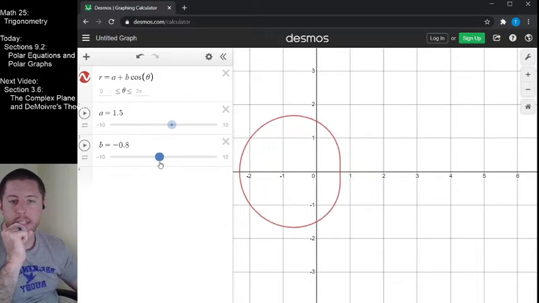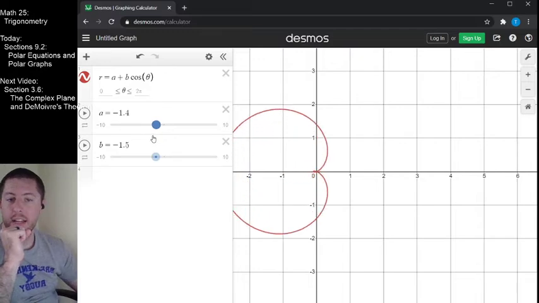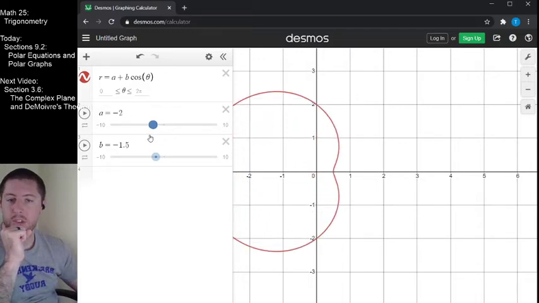Notice that it even makes sense to have negative B values and negative A values, in which case, ooh, we can see that the inner loop swaps out to be the outer loop as we transition our A values through 0. That's really interesting. The inner loop and outer loop swap roles, and then it disappears as A becomes more extreme than B.